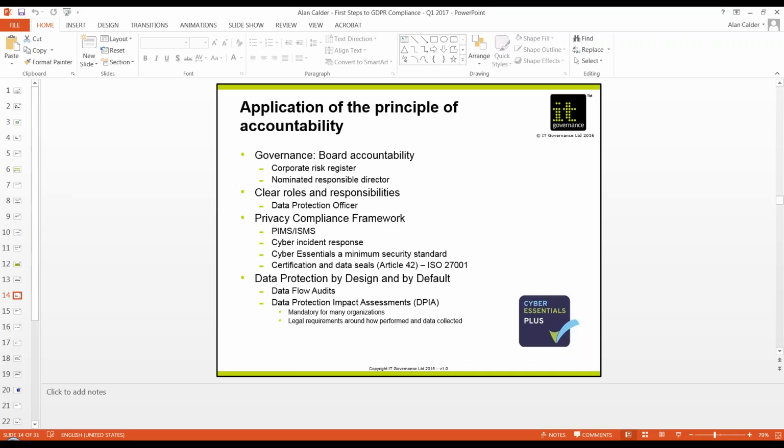You need to think about an executive who has a working understanding of the requirements of GDPR, a data protection officer who's fundamentally a practitioner. We'll look at the role of DPOs shortly. And you need to have a privacy compliance framework, something which ensures that whether it's a PIMS, a personal information management system, or an information security management system, a framework of documentation which ensures that you have proper policies in place, you have rules and processes for how information is collected and dealt with. All of that needs to be there.